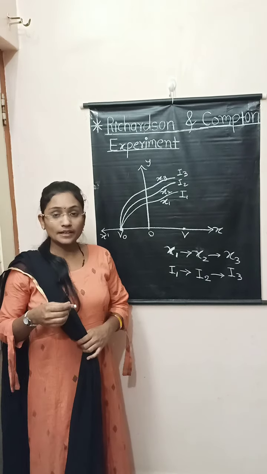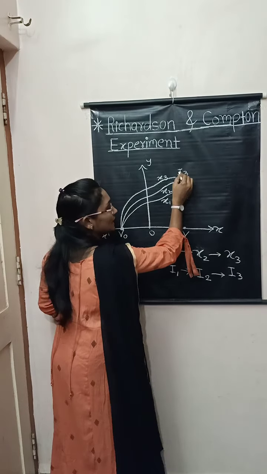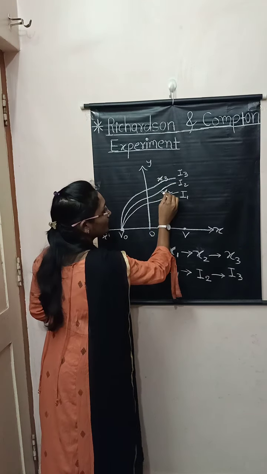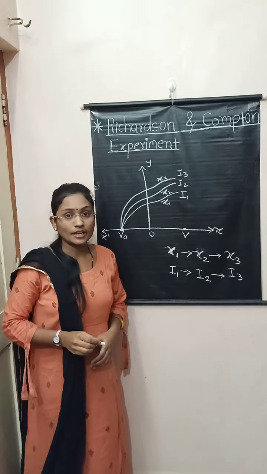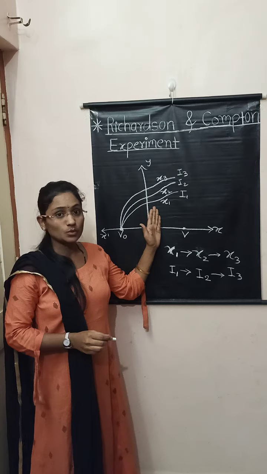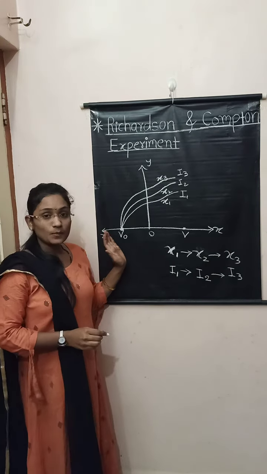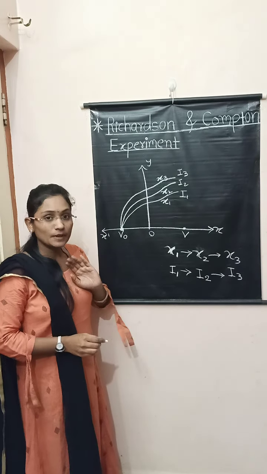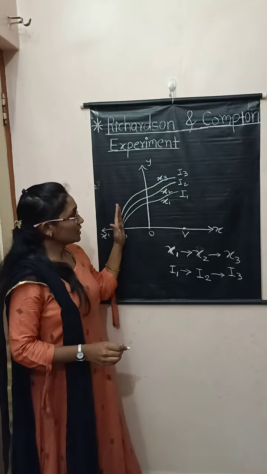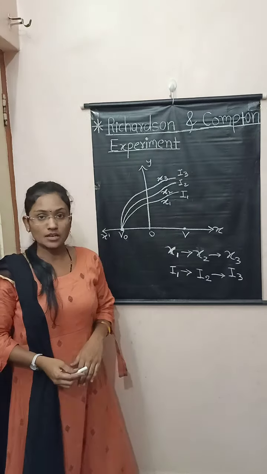That means the current is directly proportional to the intensity of illumination. From that figure we conclude that the current is directly proportional to the intensity of illumination, but the retarding potential is constant. There is no variation in retarding potential. That is the relation between the retarding potential and the photoelectric current.